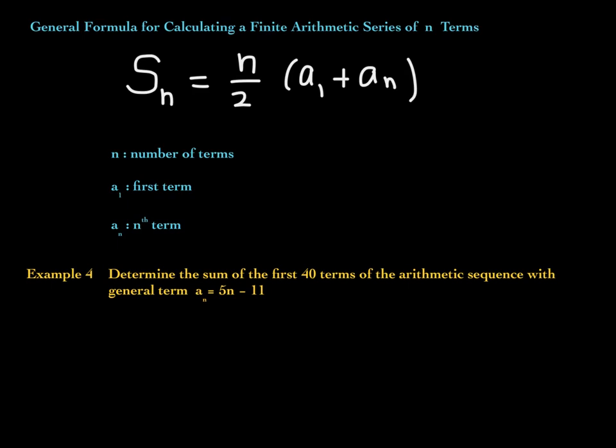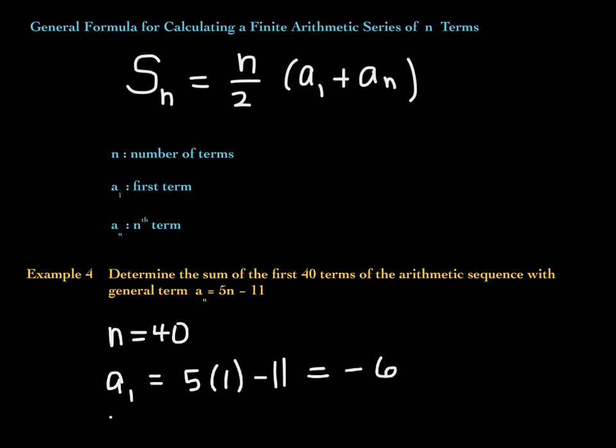All right, so n is 40, right? Because they said add the first 40 terms. Now, a sub 1, the first term in this arithmetic sequence, is going to be found by 5 times 1 minus 11. We did this kind of work in a previous lesson. So this is 5 minus 11, which is negative 6. So there's my first term. Now I need to find my 40th term.